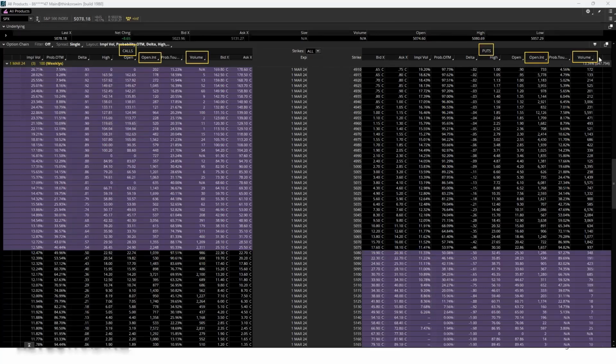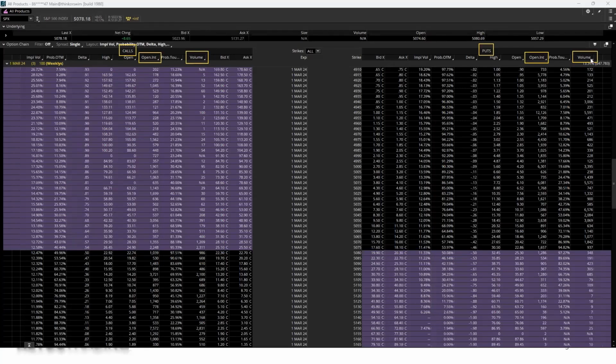So trading volume and open interest can give us inside clues to trading activity, as well as liquidity. Often when you see a lot of volume and open interest, you see tight bid-ask spreads, and that gives us a clue that we can get into and out of these trades easily. They're liquid.